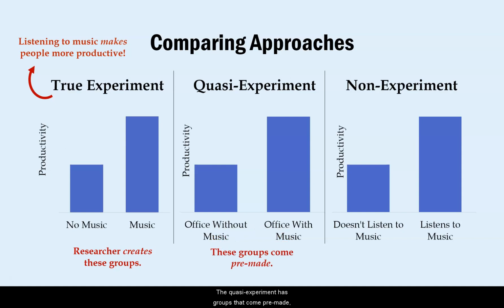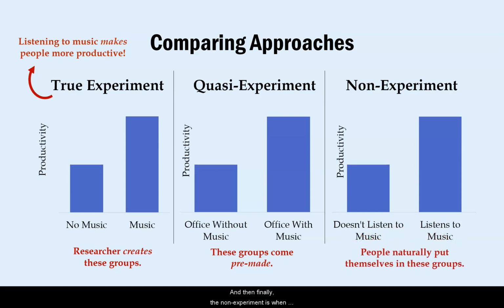The quasi-experiment has groups that come pre-made, which is to say that there are some offices that have implemented this intervention and other offices that haven't. And so it feels a lot like an experiment because they were assigning their employees to listen to music or not, but still those groups were ready-made. The researcher wasn't able to do a true random assignment in that case.